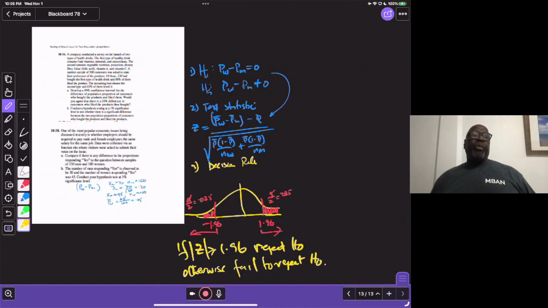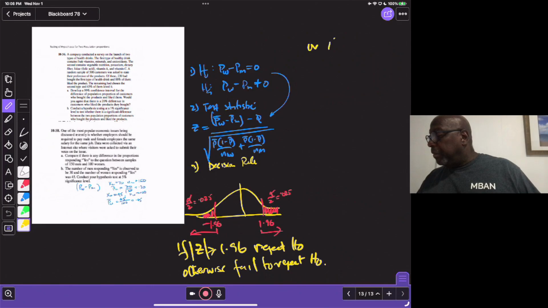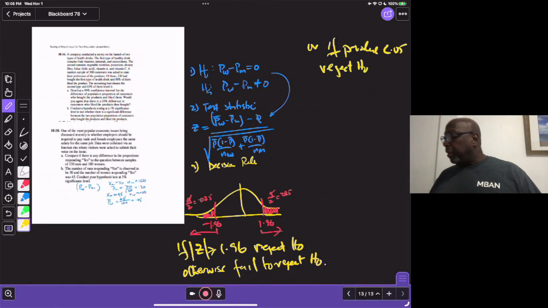Of course, if we're doing a p-value approach, if the p-value is less than 5%, we reject the null hypothesis. Or if the p-value is less than 0.05, reject H0. Very good. Step 4, analysis.